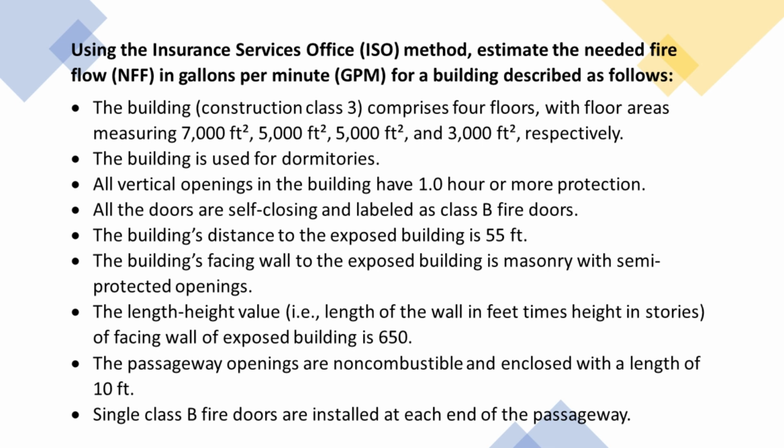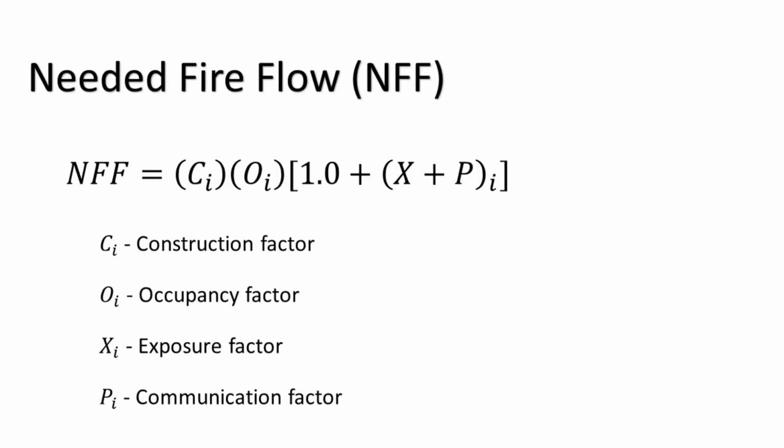7. The length-height value of facing wall of exposed building is 650. 8. The passageway openings are non-combustible and enclosed with a length of 10 feet. 9. Single Class B fire doors are installed at each end of the passageway.